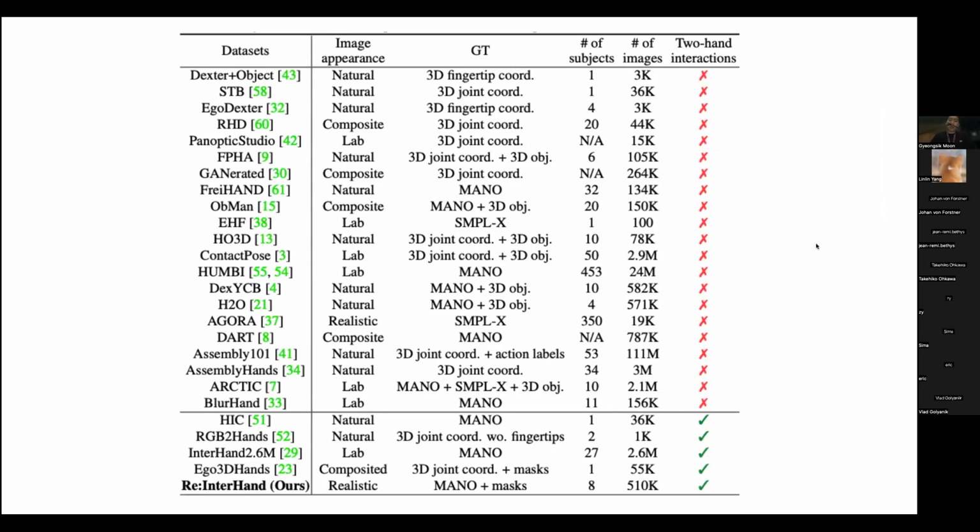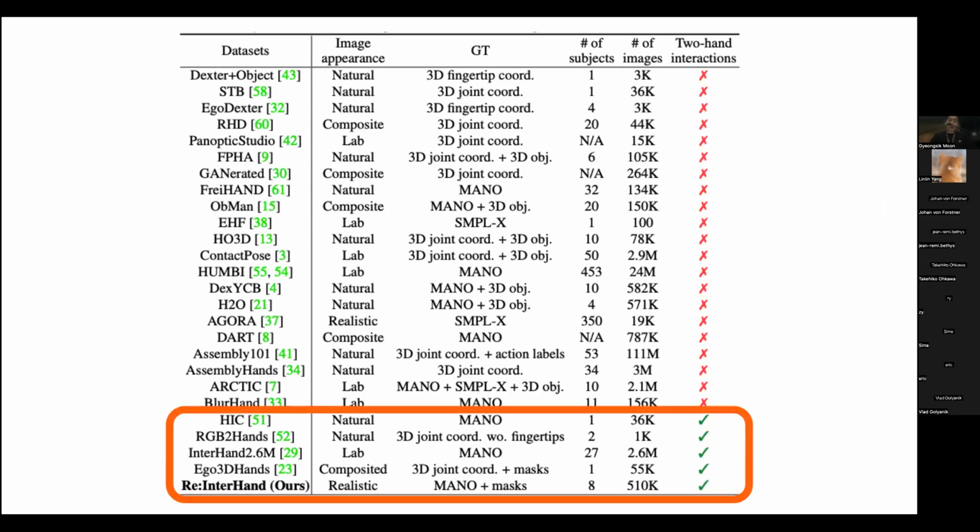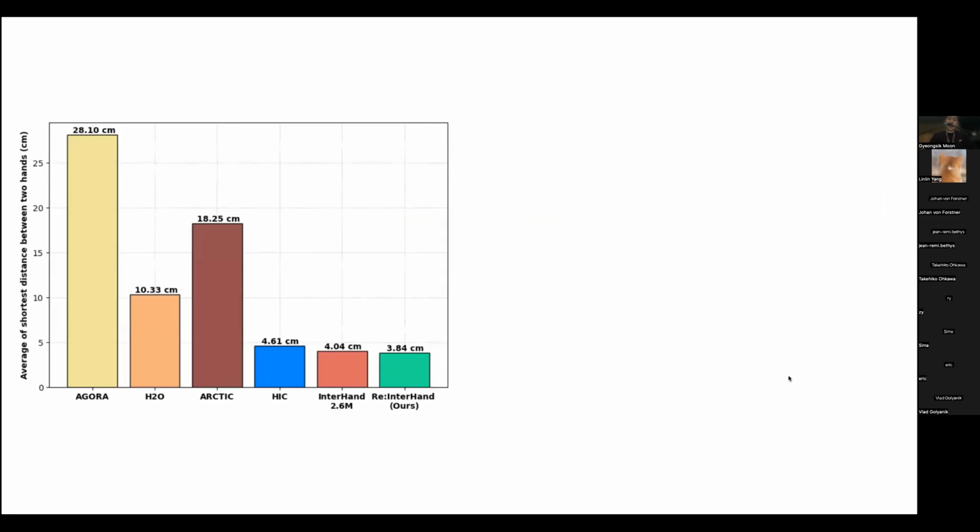So this shows all the publicly available 3D hand datasets, and only very few have two hand interactions. And the InterHand dataset and HRC dataset are the most widely used ones because RGB2Hand is too small, and Ego 3D hand has some not good image quality. Of course, there are some datasets that have two hand annotations like Agora, H2O, Arctic, but they are not for hand-to-hand interaction.